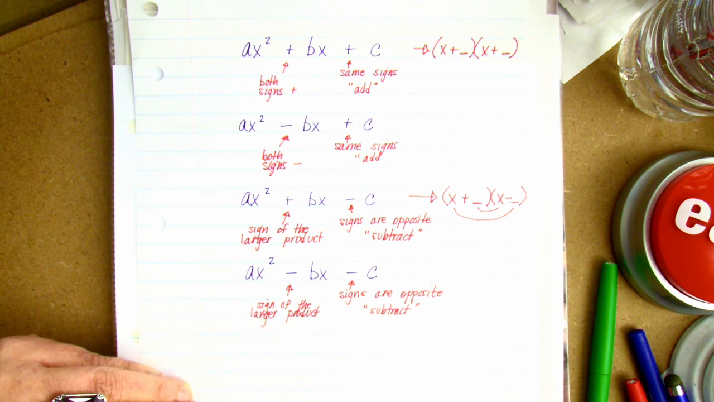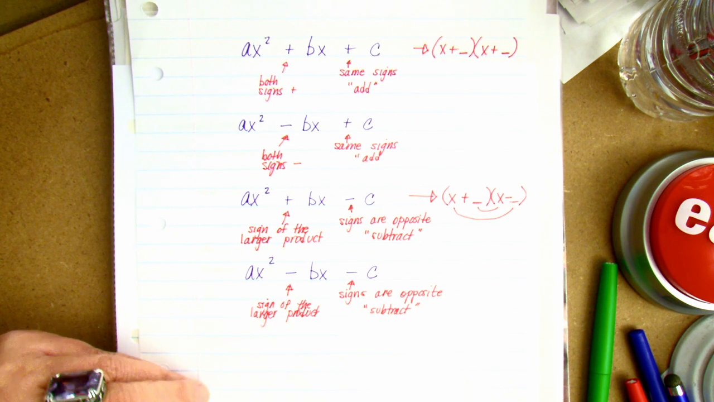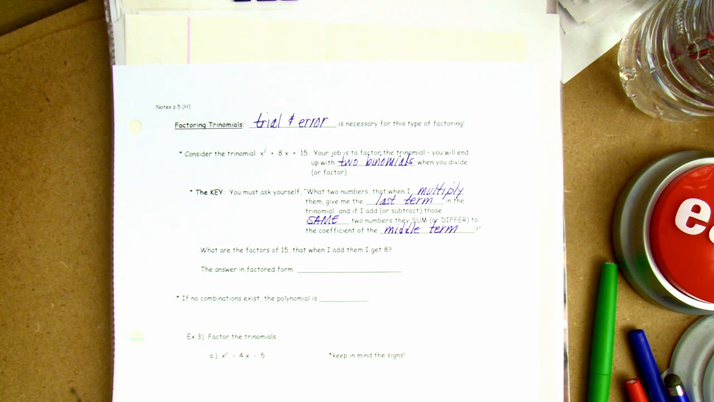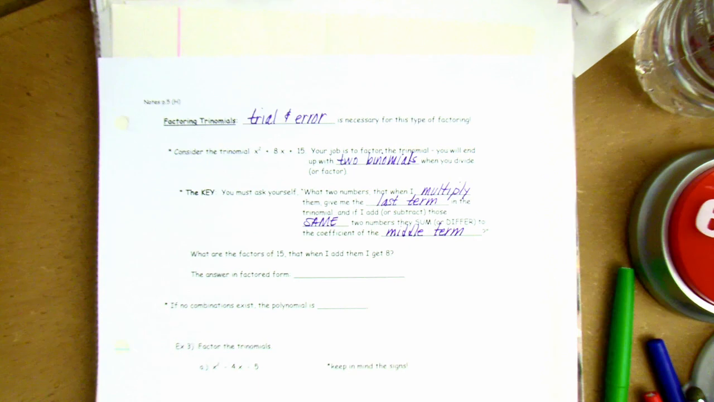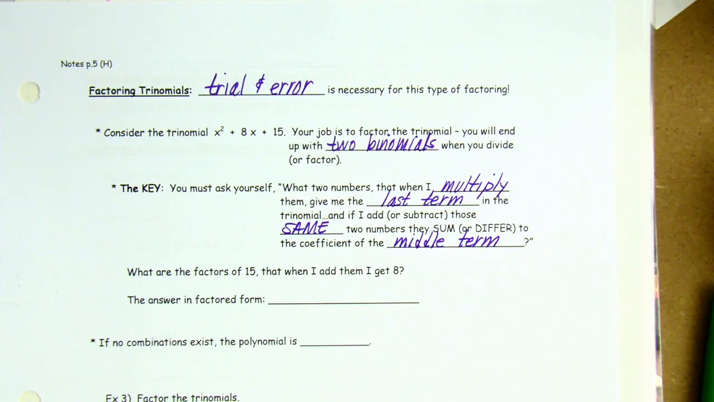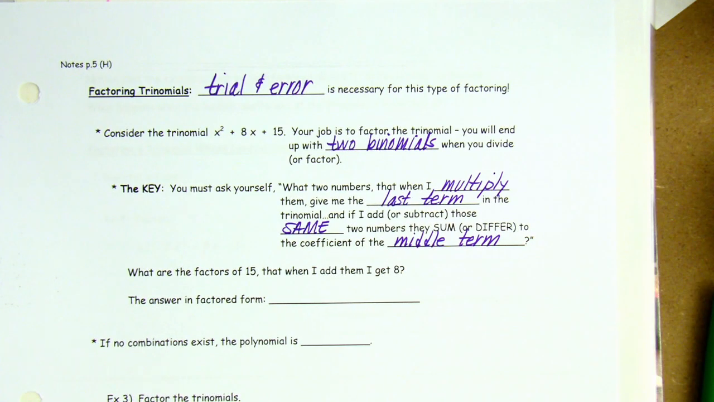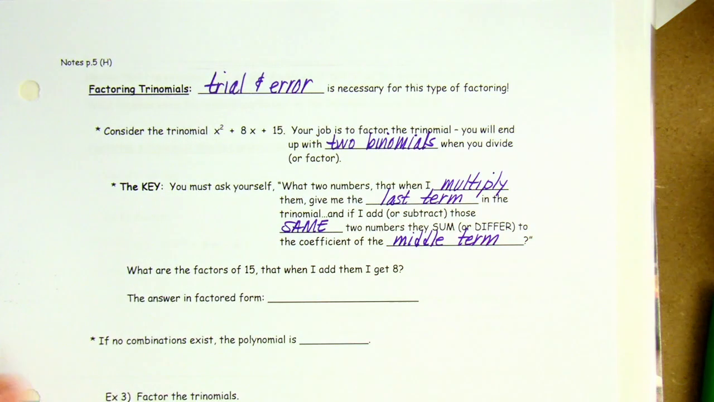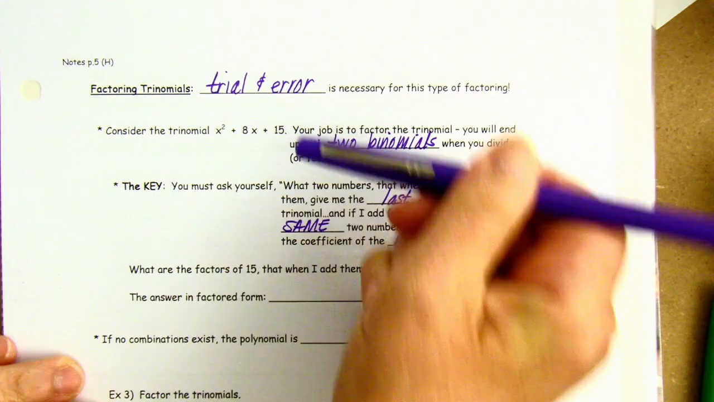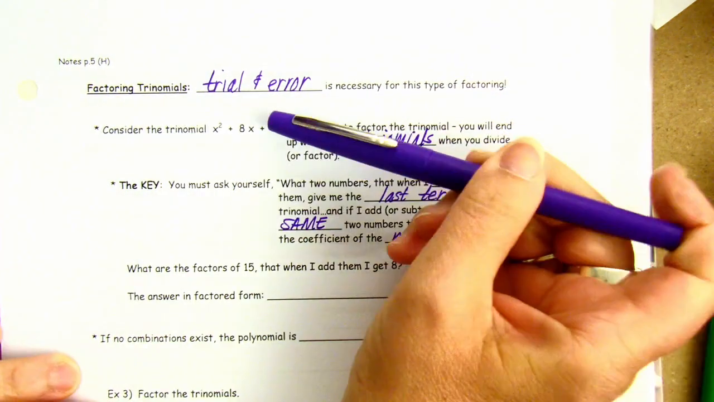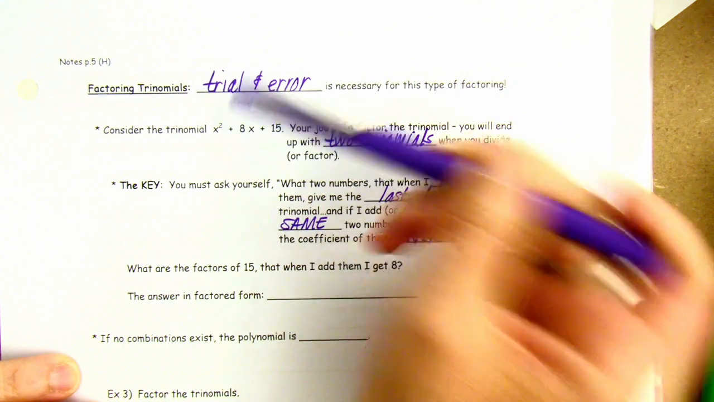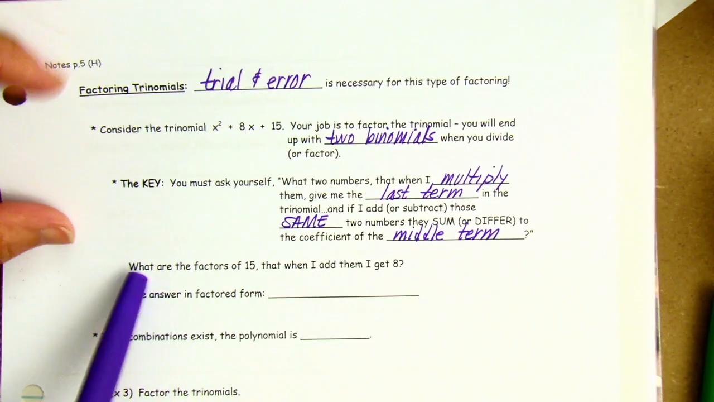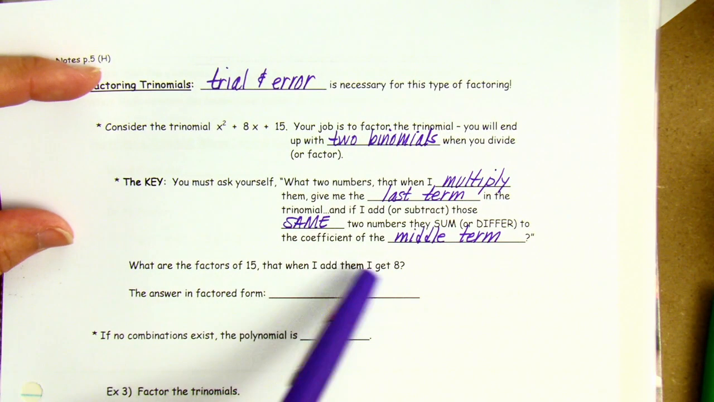Okay, so now we're going to actually go on to some specific examples in this trial and error type of factoring. So our first example, and I'll zoom back in again. So I'm back up to this example up here. Notice it is a plus plus when I read it backwards. You always want to read it backwards. Plus plus. So what are the factors of 15 that when I add them, I get 8?